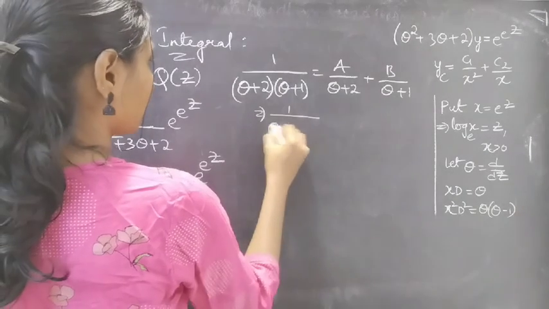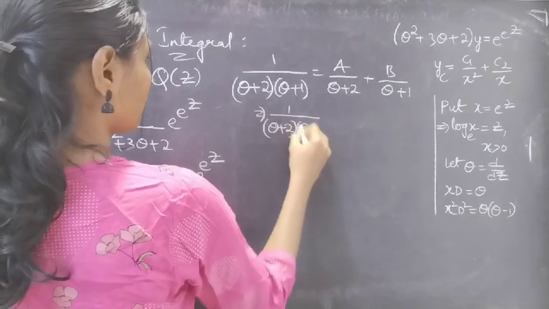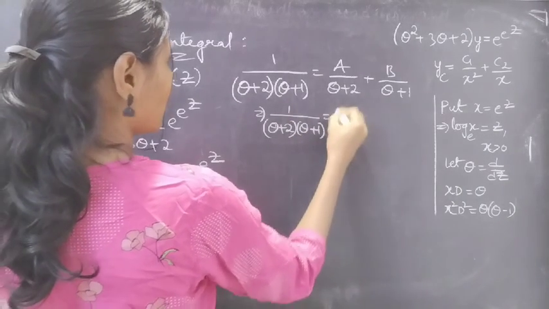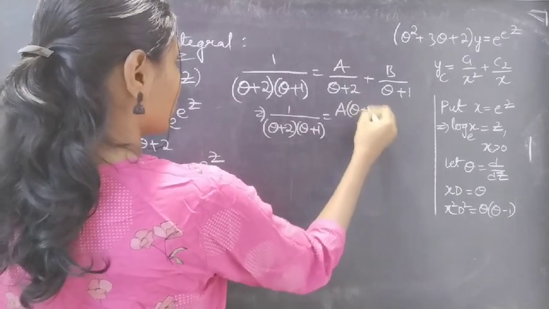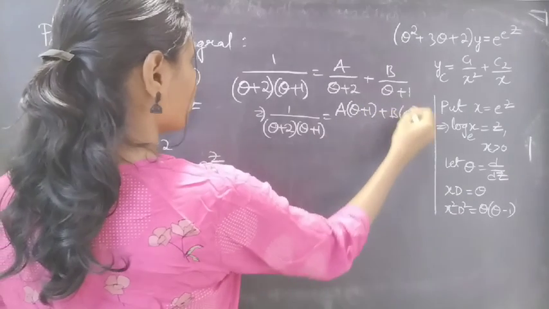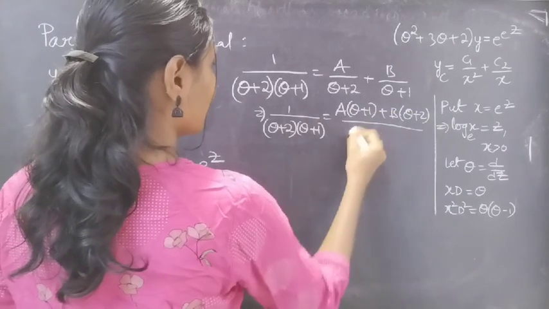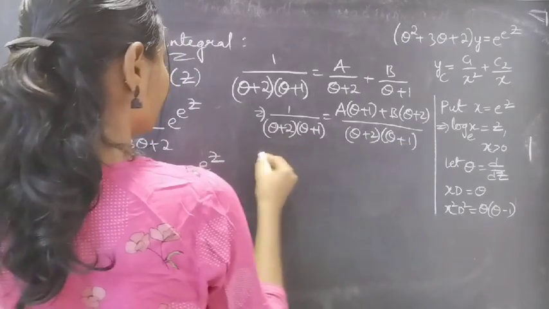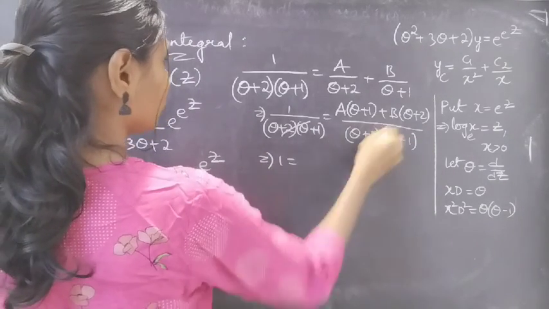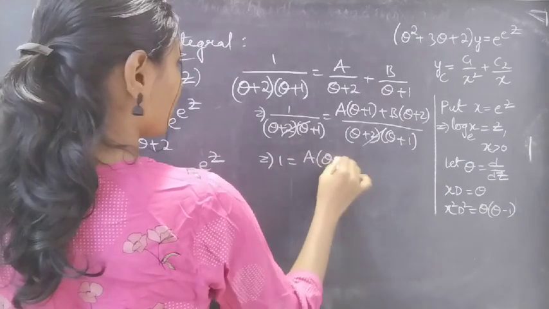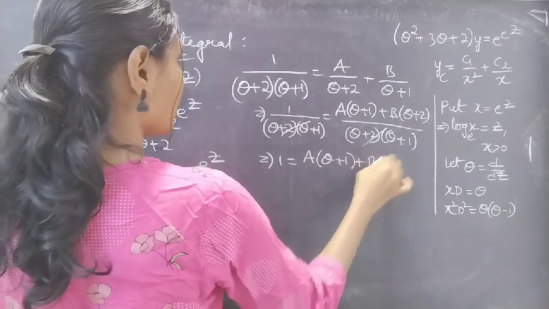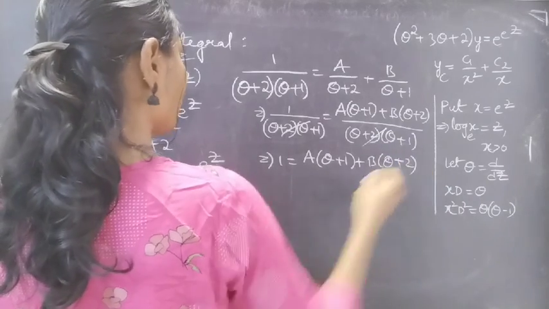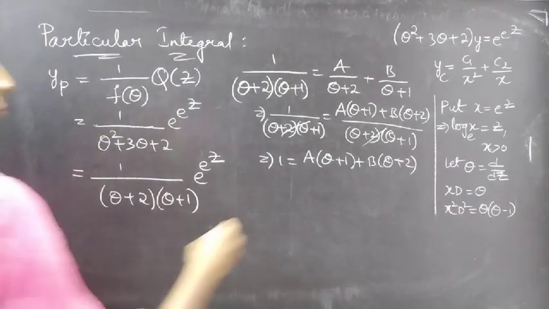Then 1 by theta plus 2 into theta plus 1 equals a into theta plus 1 plus b into theta plus 2, by theta plus 2 into theta plus 1. Then 1 equals a into theta plus 1 plus b into theta plus 2. Now we need to find the values of a and b, right?